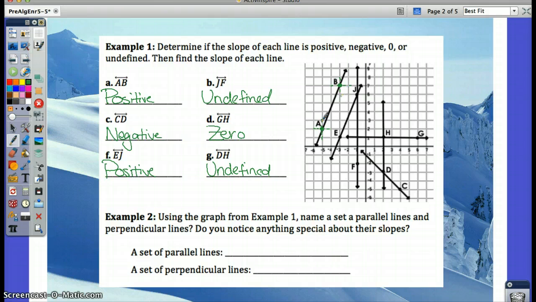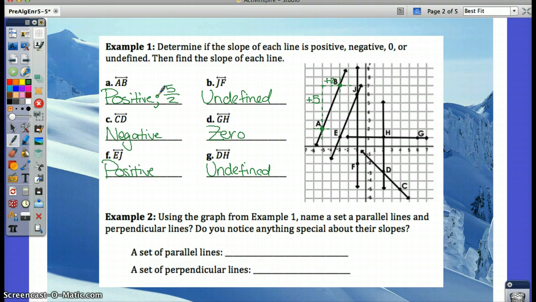I'm going to start with A. From A, I would have to rise how many units to get up on the level of where B is? Well, 1, 2, 3, 4, 5. It would be up 5, so that's a positive 5. And then when I'm up 5, how many do I have to run to get to B? 1, 2, and it's towards the positives, so it's a positive 2. So this slope of AB would be rise over run, or 5 over 2.